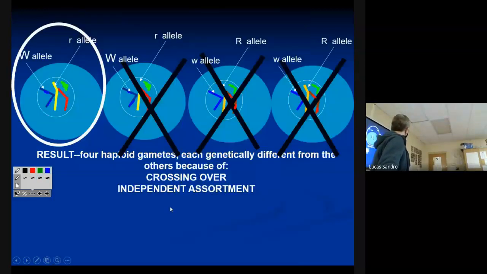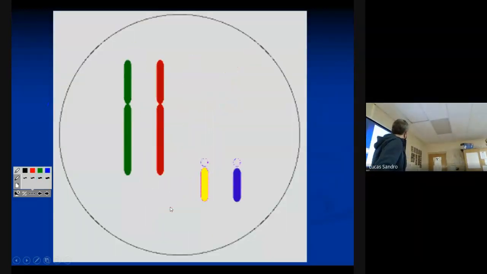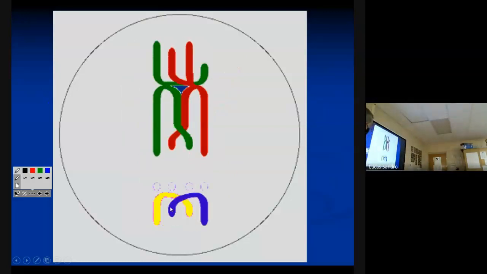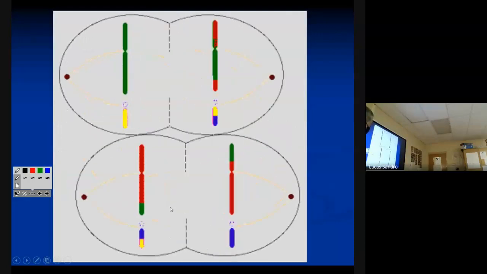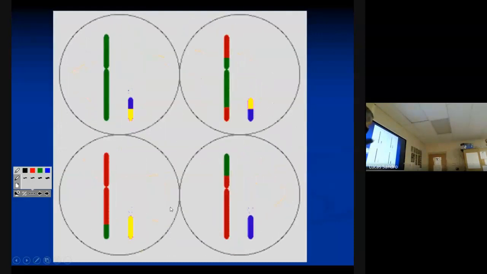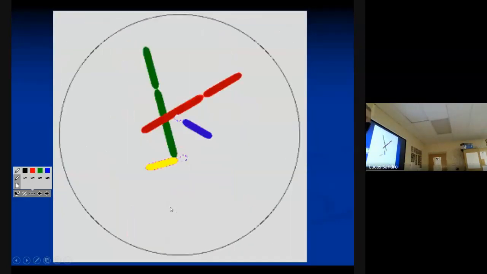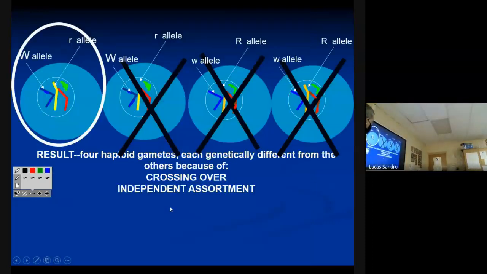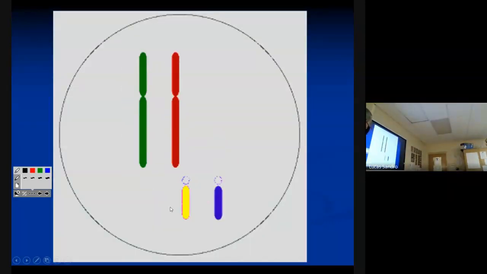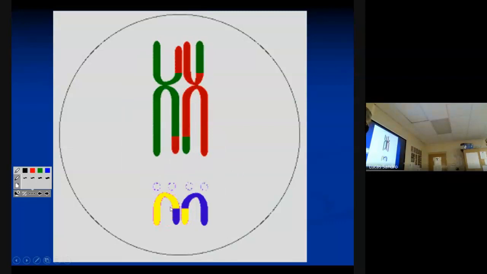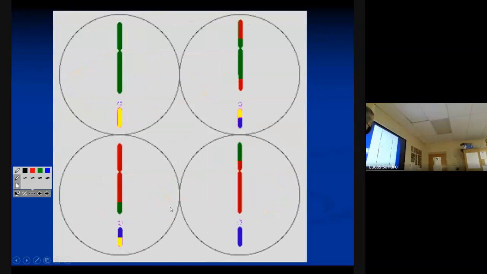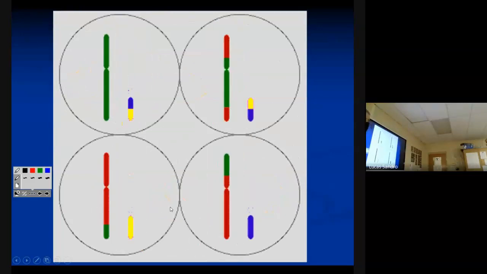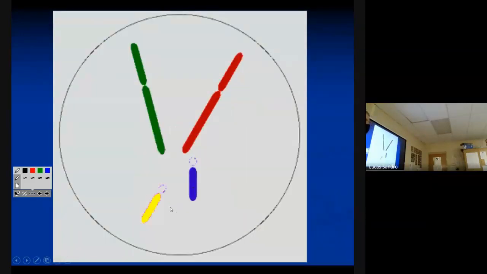All right, so this little run through just shows you crossing over, independent assortment, and the end of meiosis to where they're all different. It shows you a little better than this here that they really do. All 4 of them ended up being different cells. Crossing over, independent assortment, 4 different haploid cells. Right.